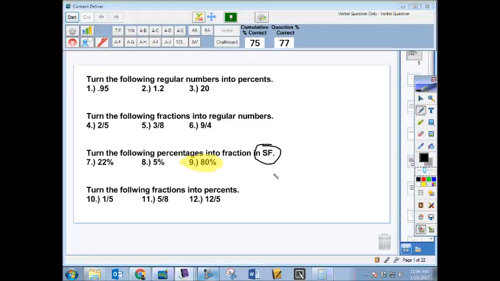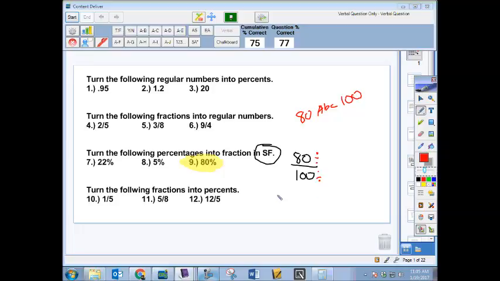Now, we know that all percentages are a fraction out of what? 100. And then from there, we can just simplify. You could have done it a couple different ways. I know a lot of you probably went ahead and did 80 divided by 100 in your calculator, and I guess that's fine. But let's not forget how to simplify. We have to figure out a number that divides both 80 and 100 evenly.